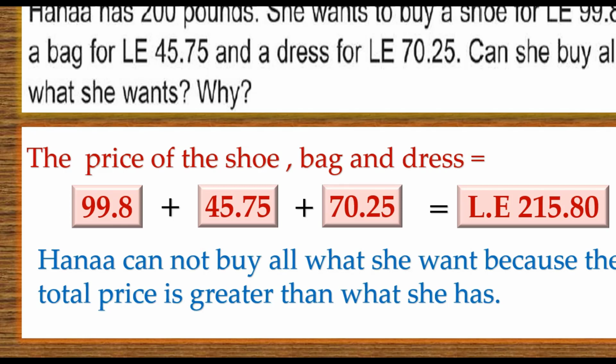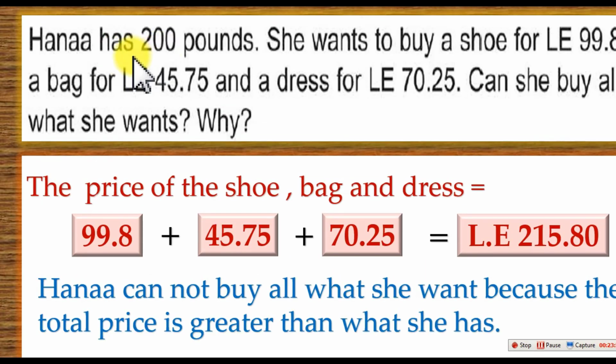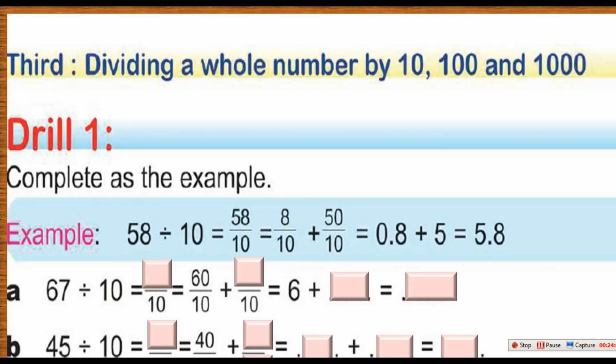هي معاها 200 بس وسعرهم هما التلاتة مع بعض 215، and 215 is greater than 200, so she can't buy all what she wants. She can't buy all what she wants because the total price is greater than what she has. Don't forget that she has only 200 pounds.